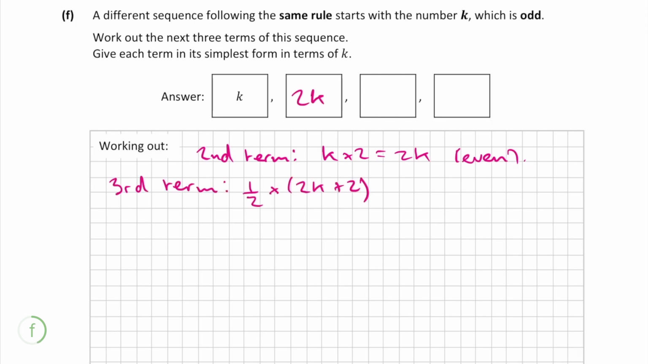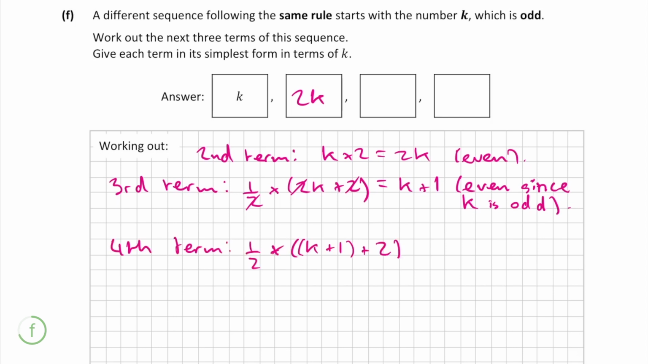To find the third term, we have to add 2 to the second term and then multiply it by a half, since the second term is even. And as a result, we get k plus 1, which is even, since k is odd, so if we add 1 to it, we get an even number. And finally, for the fourth term, we add 2 to k plus 1 and then multiply it by a half. Our final answer is a half times k plus 3, since this cannot be simplified any further. And that's the end of this question.